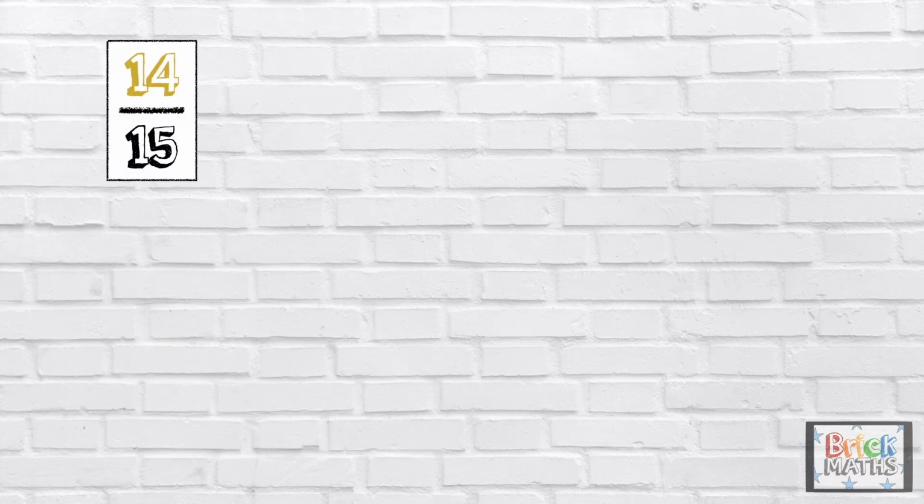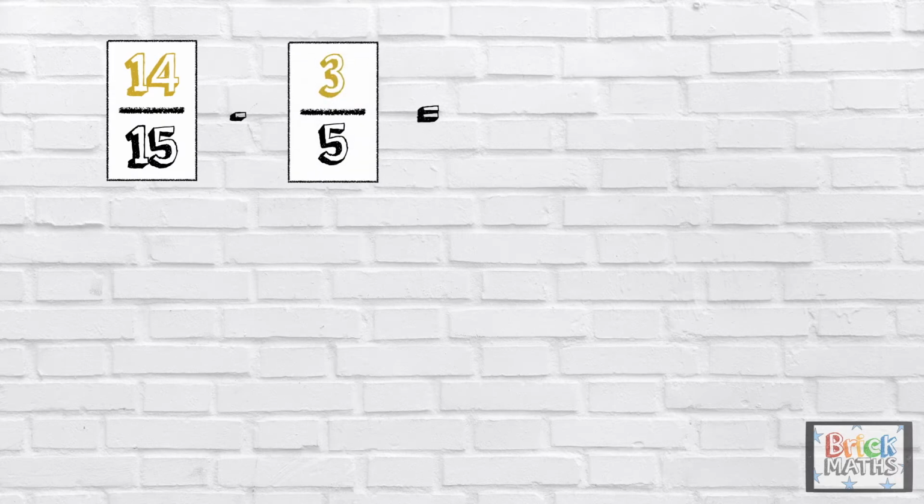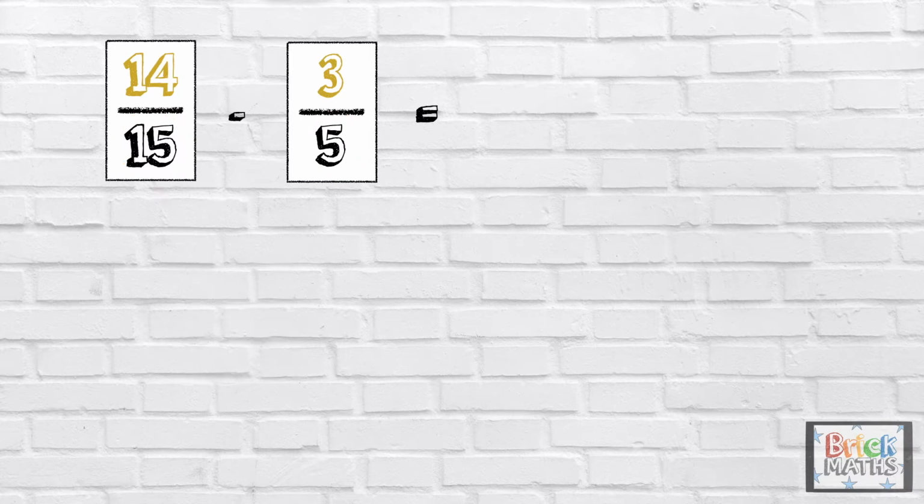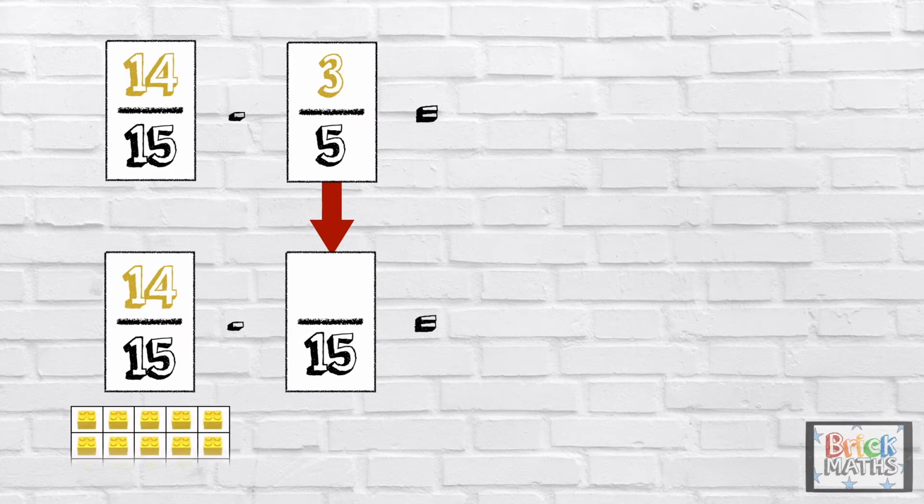Here is another calculation. 14/15 take away 3/5. First, we need to find a common denominator. 15 is the common denominator because it can be divided by 15 and 5. So we need to find an equivalent fraction for 3/5 with 15 as its denominator. We multiply 5 by 3 to get 15.